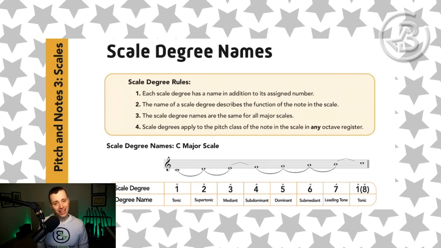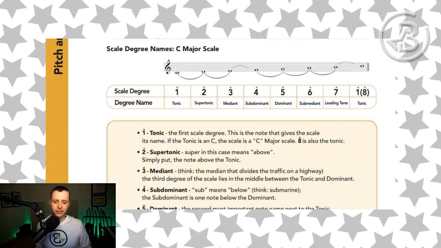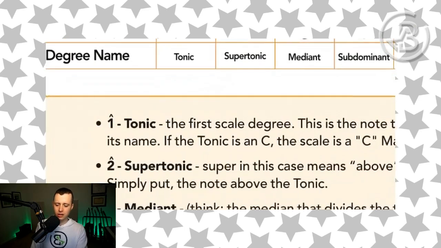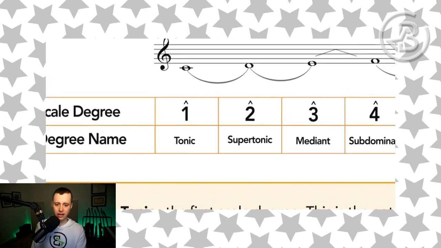And just like scale degree numbers apply to the pitch class in any octave register, scale degree names apply to the pitch class in any octave register. So for example, scale degree 1 C4 is also scale degree 1 as C5. It's also scale degree 1 as C6. You will be briefly introduced to the scale degree names in this lesson, and then we're going to do a deep dive on each name in the next lesson.